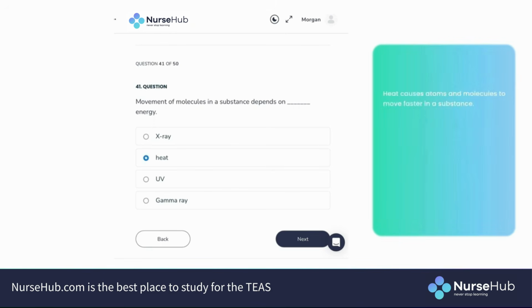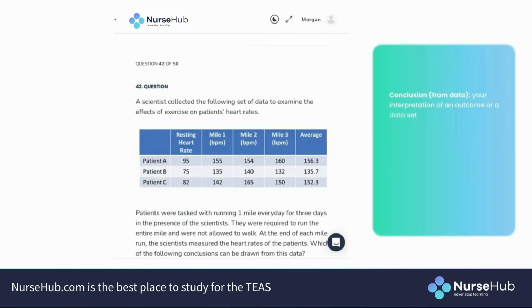All matter is made up of particles called atoms. These atoms are always in motion. They bump into each other, they vibrate back and forth, and heat is a form of energy that is created through the movement of those atoms and molecules. The more heat added to a substance, the more those atoms move around. And so we can confidently select answer choice 2 as our correct answer and move on to question 42.